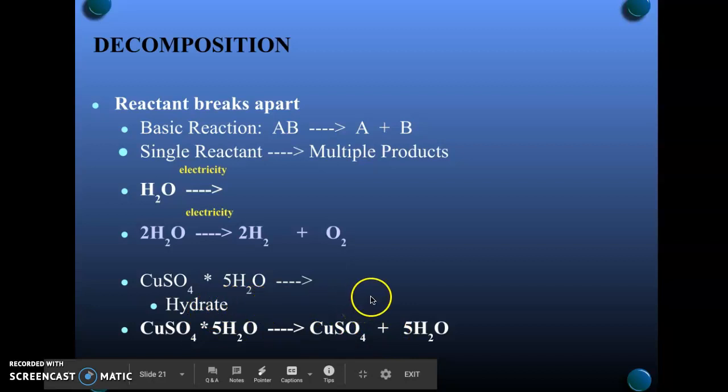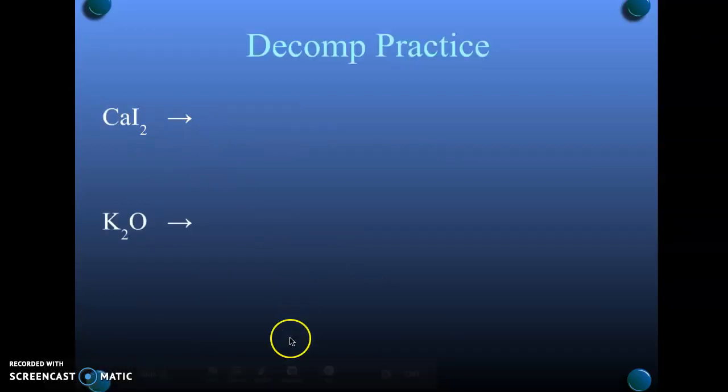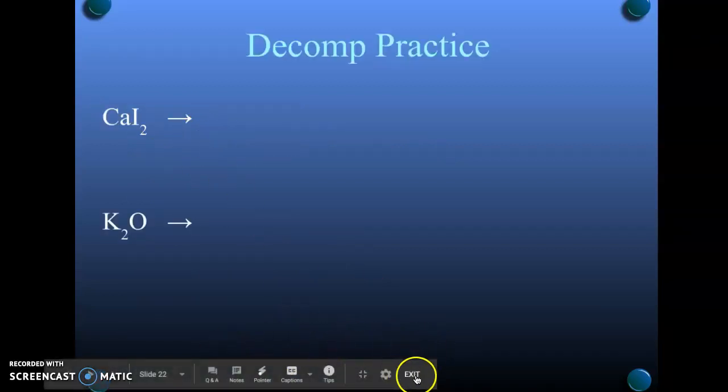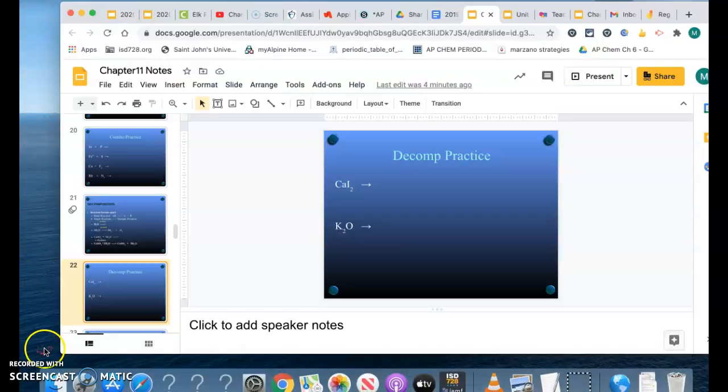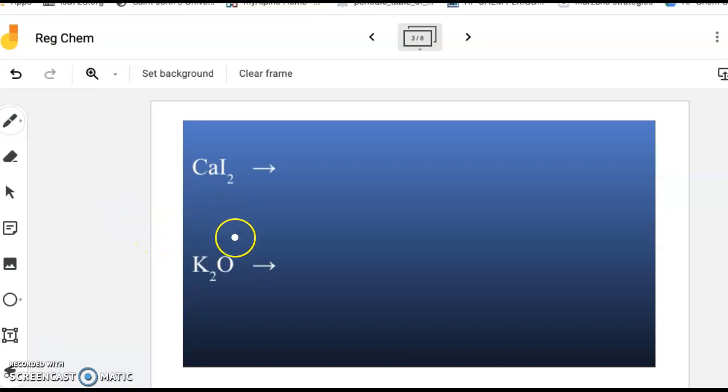All right, now for the practice, I'm going to switch over to a Jamboard again so I can write on this. Okay, so here's the first 2 examples from the slideshow. So we're just going to break apart these compounds into elements, and really, like I said, you have to remember the diatomics. All right, so we're just going to have calcium, and we're also going to have iodine.